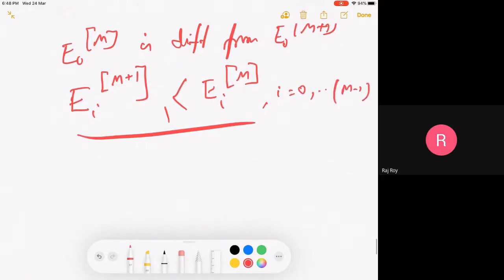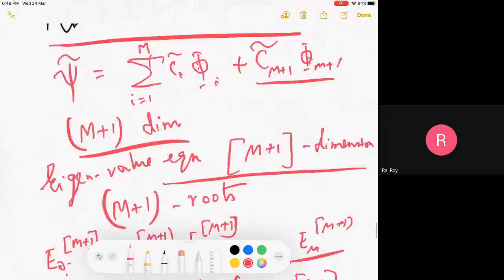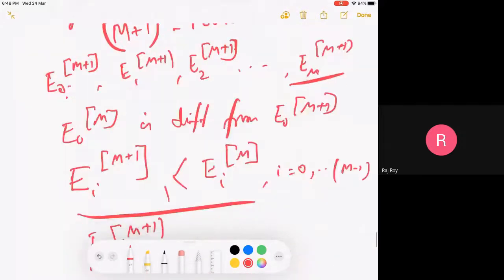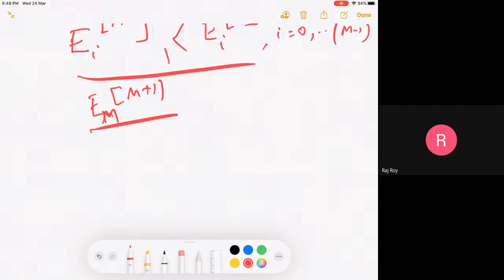But of course, in the m plus 1 basis, there will be another root. That will be higher than all these roots, obviously. That's a larger root, so that will be higher in the m plus 1 basis. But the earlier roots will all go down. Yet the interleaving theorem will hold good, which means they will continue to be upper bounds to their corresponding exact states.